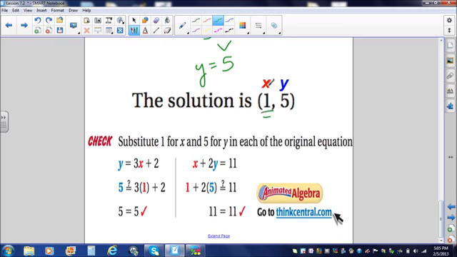Our solution, we got 1 for x. We got 5 for y. We have an ordered pair. Become a master of substitution, and you'll be able to hit the jackpot on the EOC.